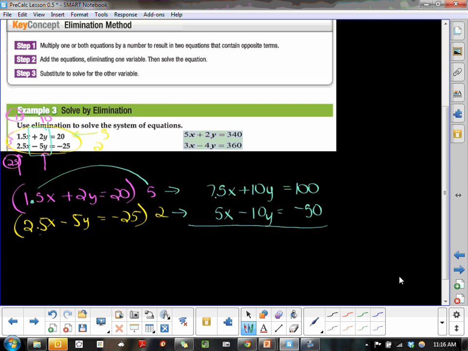Okay, so now what we've done is we've accomplished our goal of getting at least one set of variables, the y's, in opposite signs. So now when we add these two equations, the y's are going to eliminate. So we're going to take 7.5 and add 5, which is 12.5x, and that equals 100 minus 50, which is 50. So then I'm going to have to take the 50 divided by 12.5, which is 4. So we know x is 4.